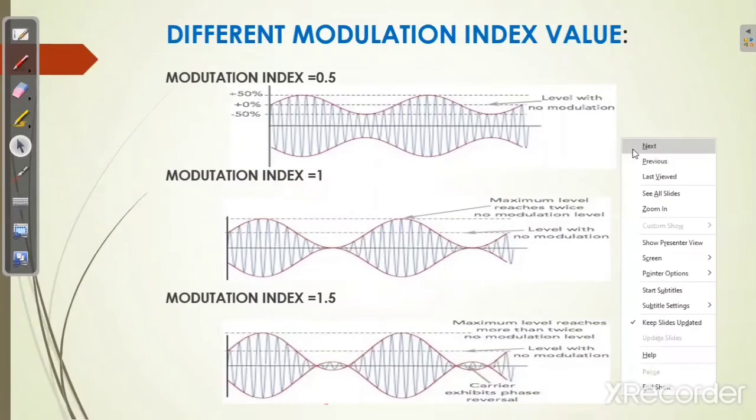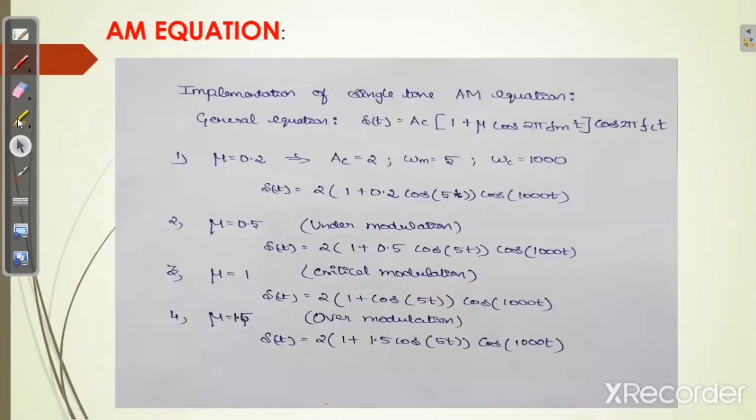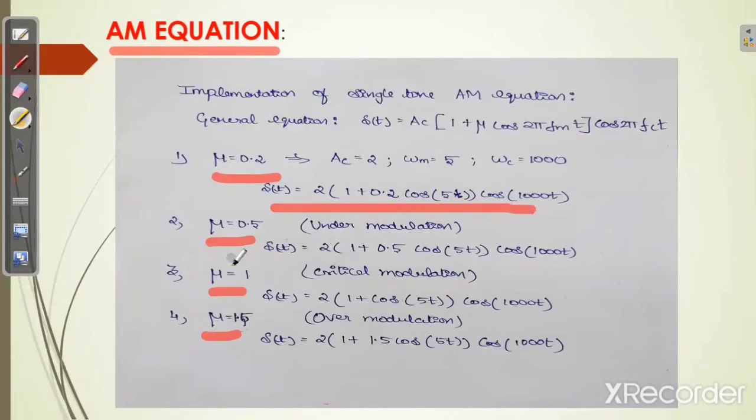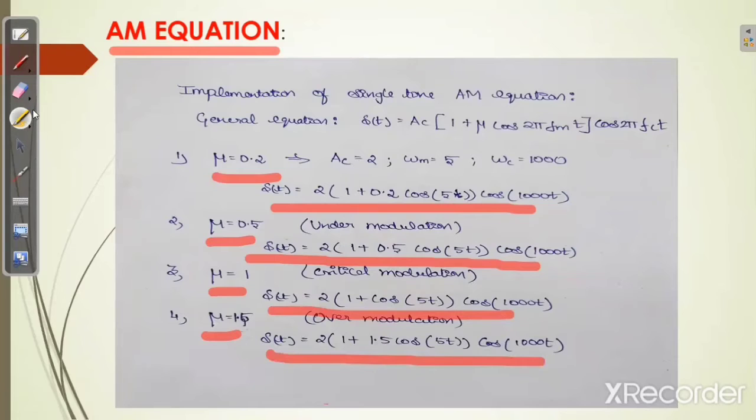So there's the AM equation. The general equation is s(t) = Ac (1 + μ cos 2π fm t) cos 2π fc t. If we substitute different μ values, we can get the waveform accordingly. Now we are going to generate each waveform in the GeoGebra platform, and we can observe our results.